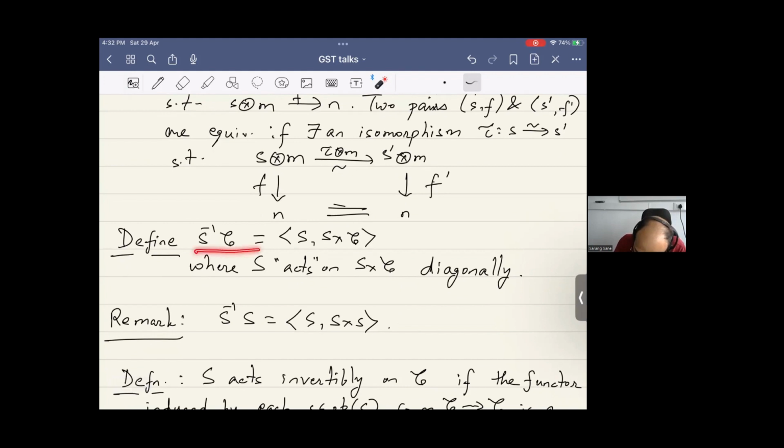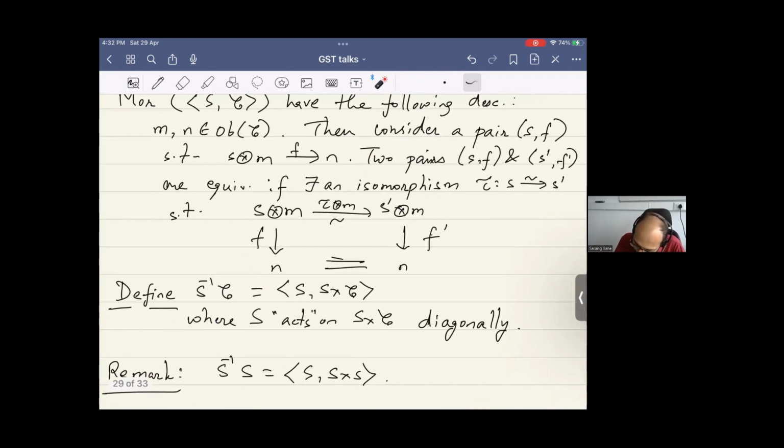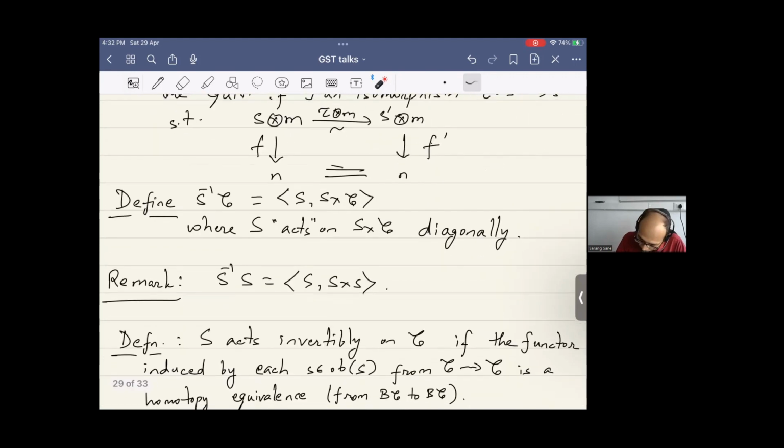And then you define S inverse C to be the following category. You take the inner product category of S comma S cross C. Remember when we did S inverse S, you first took S cross S and then you took some kind of action of S on S cross S. So we are doing exactly the same thing here. You take pairs like this, and the morphisms will be like S comma F1 comma F2. This is exactly what the data was for S inverse C.